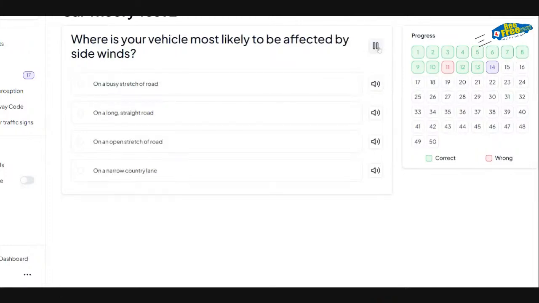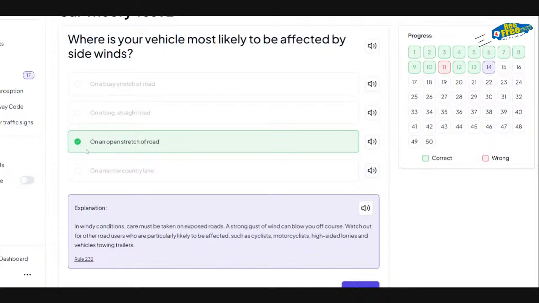Where is your vehicle most likely to be affected by side winds? On a busy stretch of road. On a long straight road. On an open stretch of road. On a narrow country lane. All right, where is your vehicle most likely to be affected by side winds? Okay, it is normally on an open stretch of road. If it's open, when the wind comes, you're more likely to be affected. So I'm just going to go with that one. I've got it correct. Excellent. Next question.